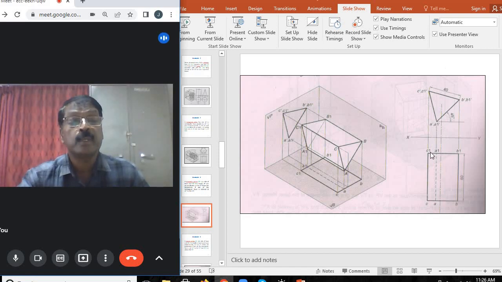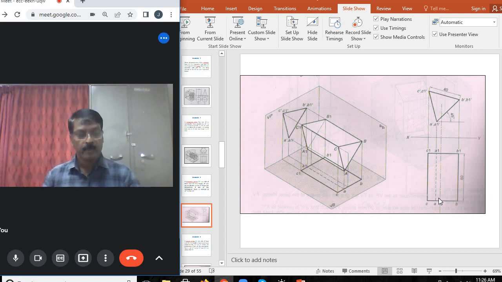So the invisible edge A dash A1 dash is shown as a hidden line in the top view. So in the top view it looks like a rectangle with the bottom edge not visible. It is represented with the hidden line. Okay.